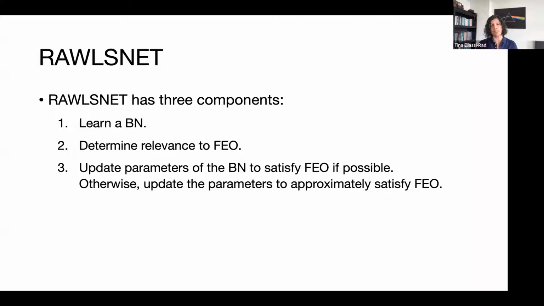So what is Rawlsnet? It has three components. When you give us data, we learn the Bayesian network structure and parameters. We determine if it's relevant to FEO, and then we update the parameters of the Bayesian network to satisfy FEO if possible. Otherwise, we update the parameters to approximately satisfy FEO. And I'll talk a little bit about why you can't exactly satisfy FEO in real life, because, for example, your college can only take in so many applicants, so many admissions.